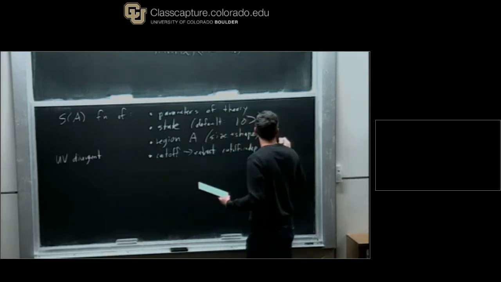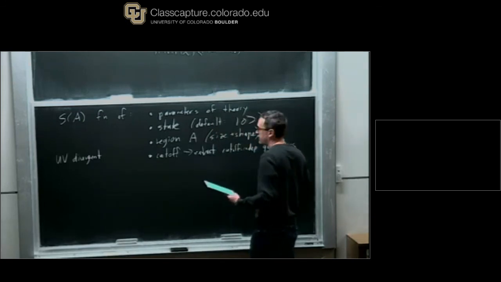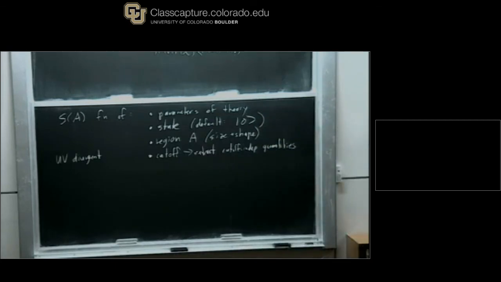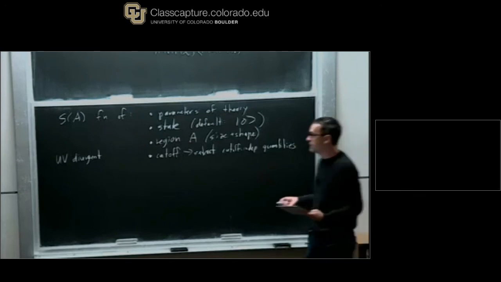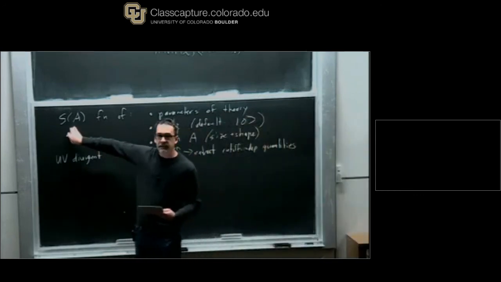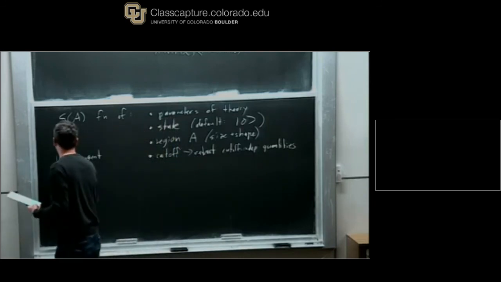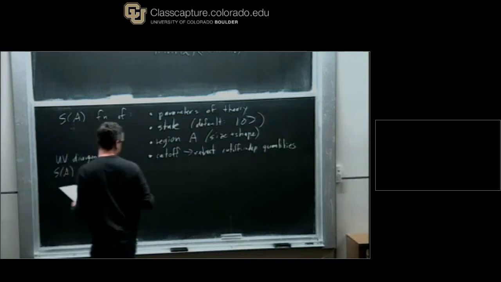quantities. So that's one of the main goals of research in entanglement entropy and field theories, is figuring out ways to extract physically meaningful cutoff independent quantities from this thing which should be considered a bare quantity. So S of A in field theory is what we would call a bare quantity.